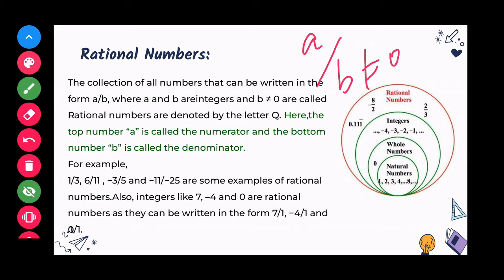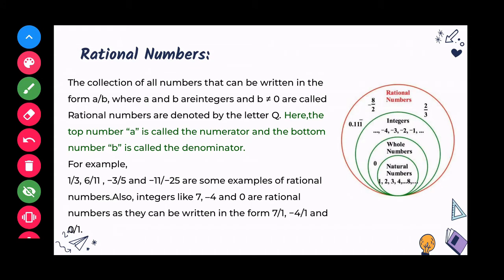Why is b not equal to 0? Because a denominator can never be 0 in mathematics. Rational numbers are denoted by the letter Q. Here they are telling what the numerator and denominator are. We all know what numerator and denominator are. The number on the top is called the numerator and the number on the bottom is called the denominator. Let's get to this chart.